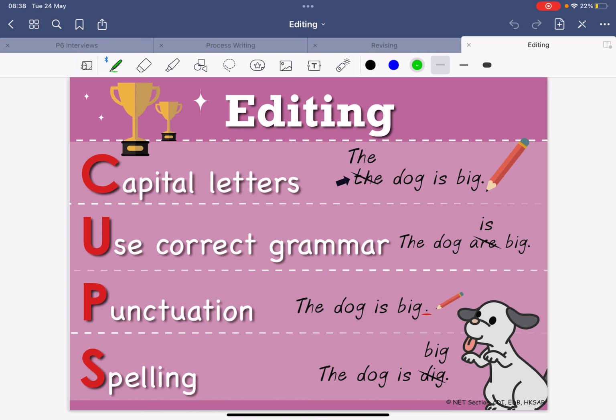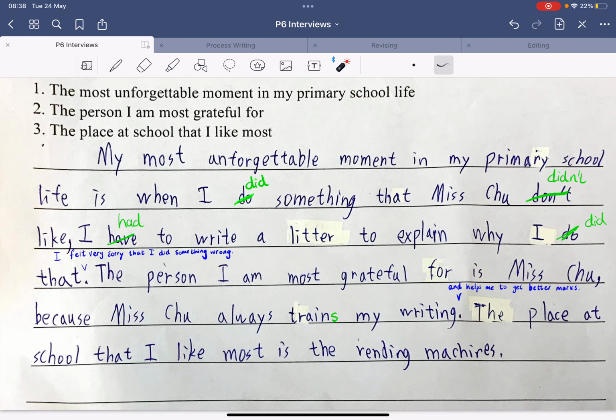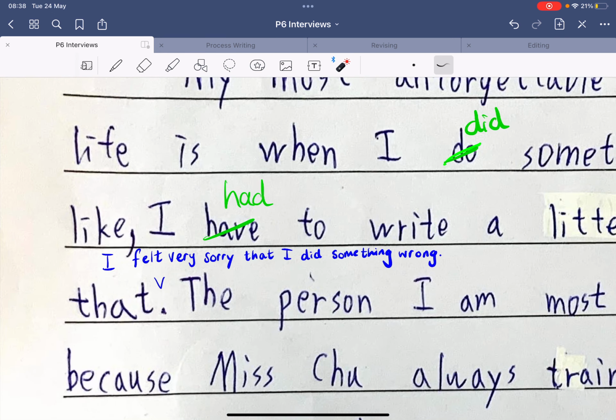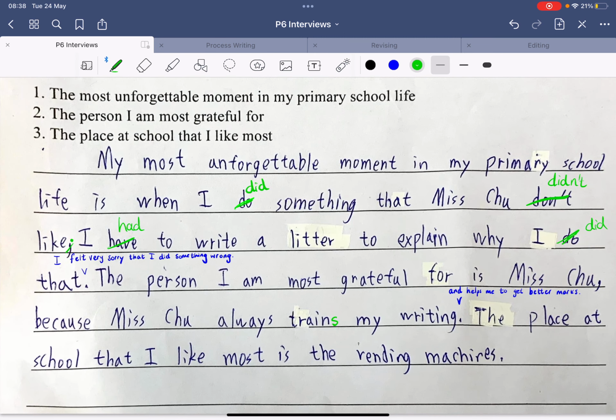So I've done this one. But there's still some problems with punctuation and spelling. Let's go back. The first problem with punctuation is here. Instead of a comma, I want to change it to a full stop. Because this is a sentence, okay? My most unforgettable moment in my primary school life is when I did something that Miss Chu didn't like. Full stop. I had to write a letter to explain why.